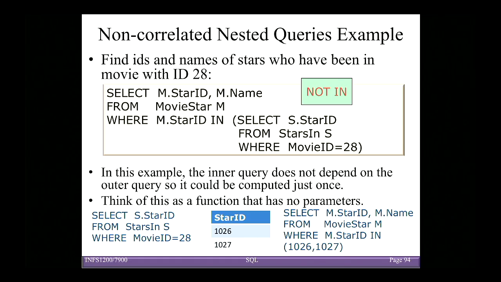If you want to think of this in terms of functions, this is a function that doesn't have any parameters, right? Essentially, every time you look at this function, it's going to return the same thing, 1026 and 1027. It doesn't have any involvement from the outer query.